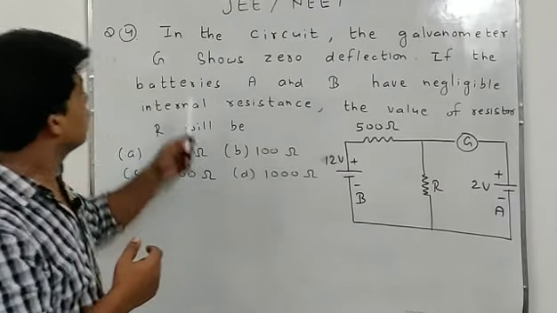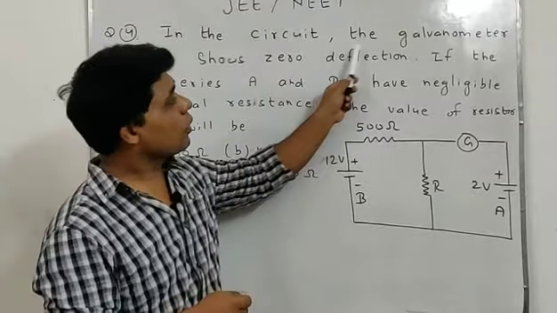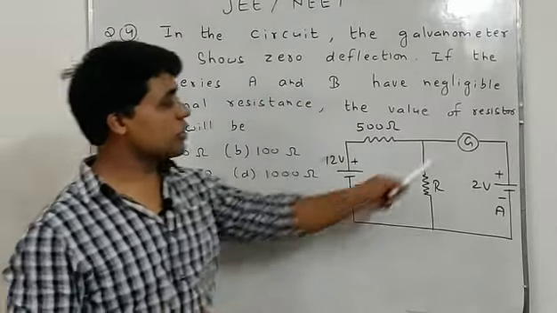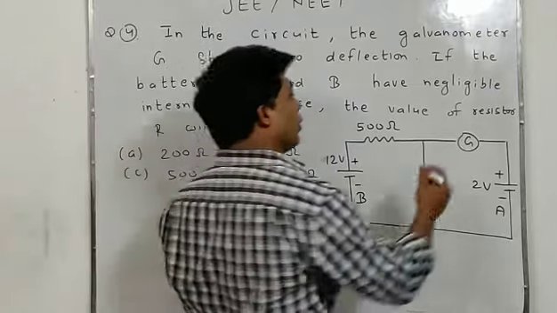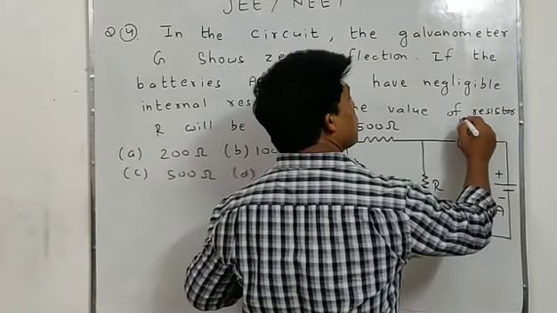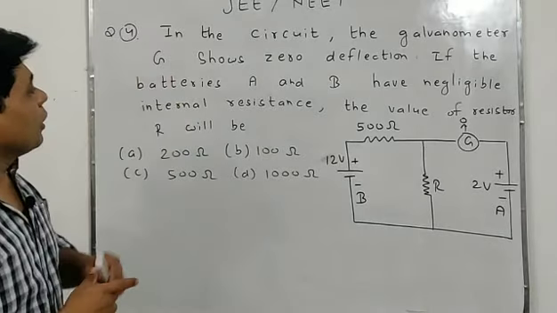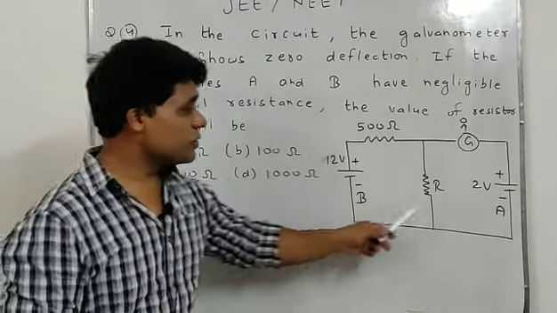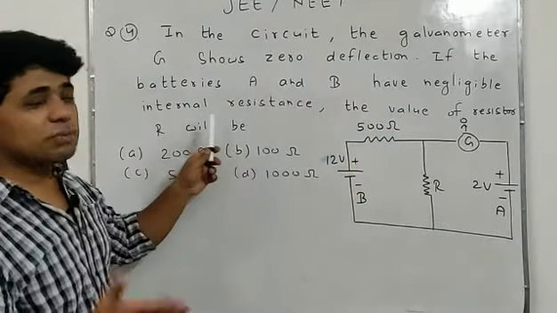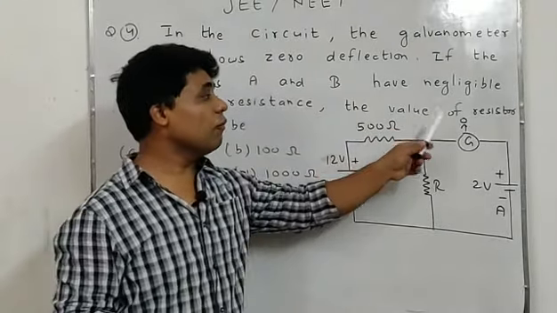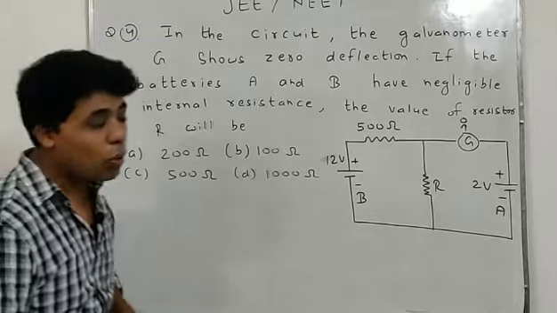Question number 4. In the given circuit, the galvanometer G shows zero deflection. If the batteries A and B marked have negligible internal resistance, then the value of resistor R will be?